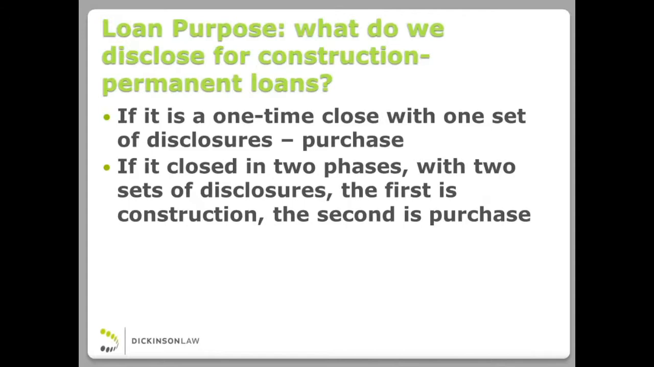As you really start to work with your forms and train on them, a lot of these types of questions are going to come up. So I think if you're doing a construction or permanent loan and you're handling it as a one-time close with one set of disclosures, it's a purchase. That's the purpose. That's the ultimate end goal. If you're doing it in two phases, one set of disclosures for the construction, one set for the permanent, then you disclose them differently. One would be construction, one would be purchase.